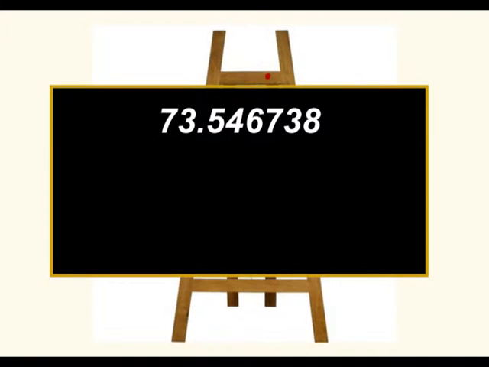The number of decimal places is the number of columns to the right of the decimal point. So in this example, there are 6 decimal places. Supposing we wanted to get it to just 2 decimal places. We can draw a line to the right of the second decimal place. Then we need to look to the right of that line, and if that number is 5 or more, we increase the last remaining number by 1. So the answer's 73.55.